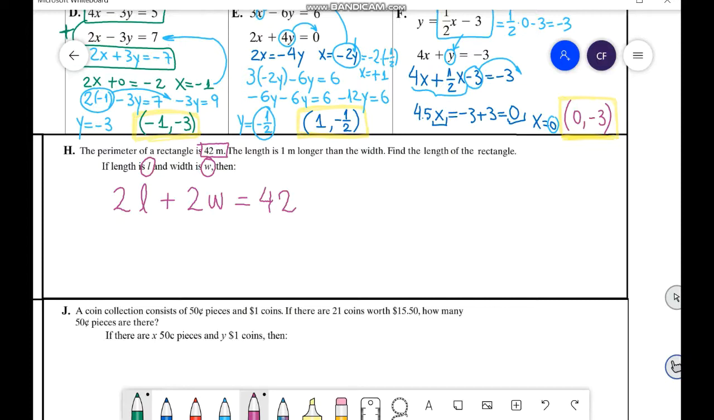The next equation that we have is this. The length is 1 meter longer than the width. So L equals W plus 1. Now we have two equations. See? We just got these equations. We can solve using any method, and I will leave it here for you to find out. Apply any method. You can use graphing, addition, substitution, and find the answer for L.